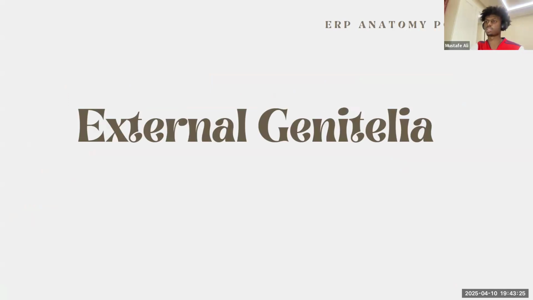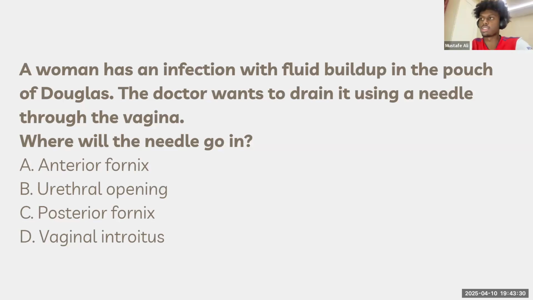Now for the last and final lecture, the external genitalia. A woman has an infection with fluid buildup in the pouch of Douglas. The doctor wants to drain it using a needle through the vagina. Where will the needle go? The answer is C, the posterior fornix.